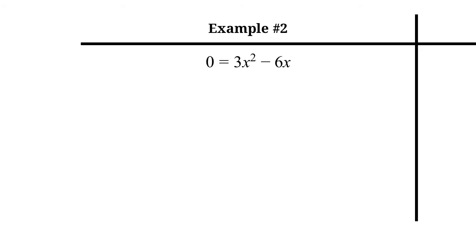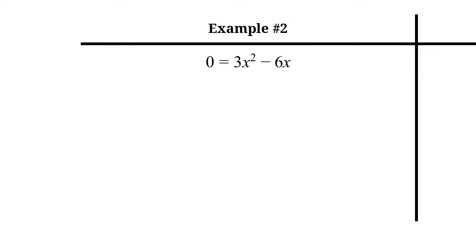So if for some reason your equation isn't equal to 0, then you're going to have to do some rearranging in order to bring all of the terms over to one side of the equation to get a 0 on the other side. So our equation is equal to 0, so we're good to go.